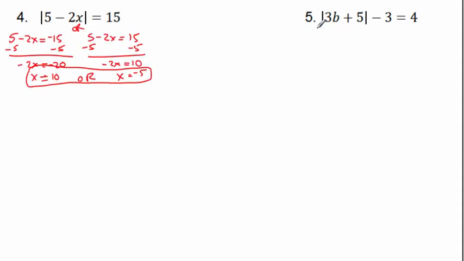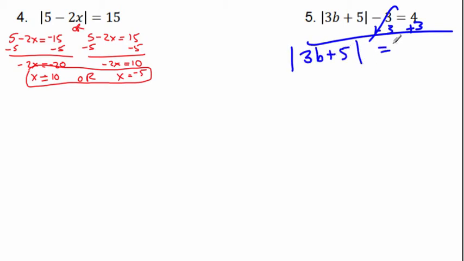Number 5 here. What do we have? We have 3b plus 5. That's an absolute value. Then you subtract 3 and you get 4. So let's get everything on the outside. Let's move that, as Sully said. We're going to add 3 to each side. They cancel. So we're going to get the absolute value of 3b plus 5 equal to 7.